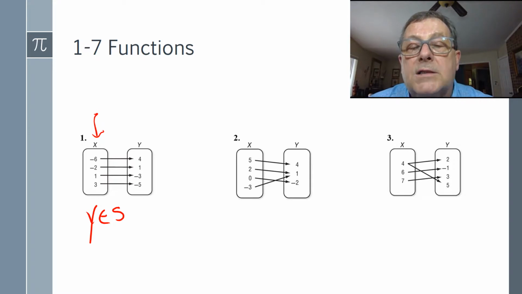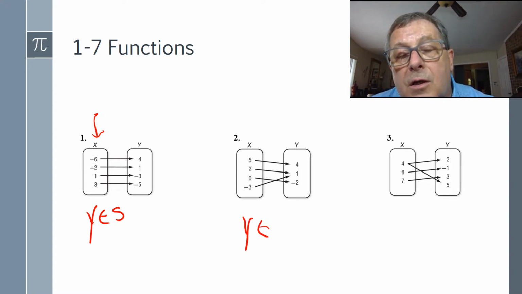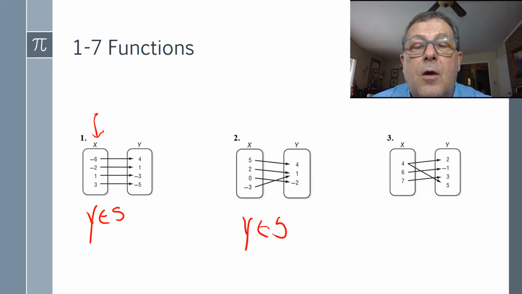A value of y can be paired with more than one x. It's just that a value of x can only be paired with one value of y. f of x equals 1, y. And so yes, this also is a function. Even though both when x is 2 and when x is -3 give us a y value of 1, it's still a function because the individual x's are only paired with one y.